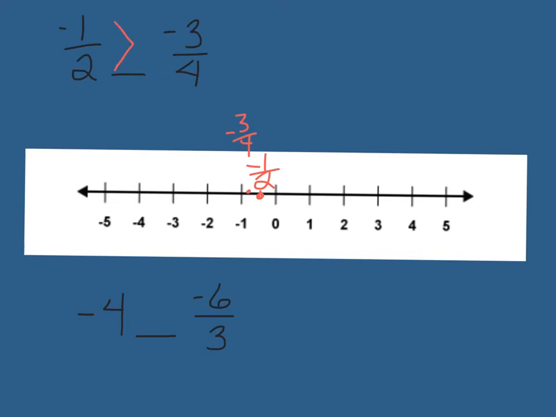Down on the bottom, I have -6/3. So I'm going to simplify that. 3 goes into 6 2 times, so -2. So I'm comparing -4 to -2. So here's -2 to -4. So the -2 is farther to the right, so that one is my greater number. -4 is less than -2.